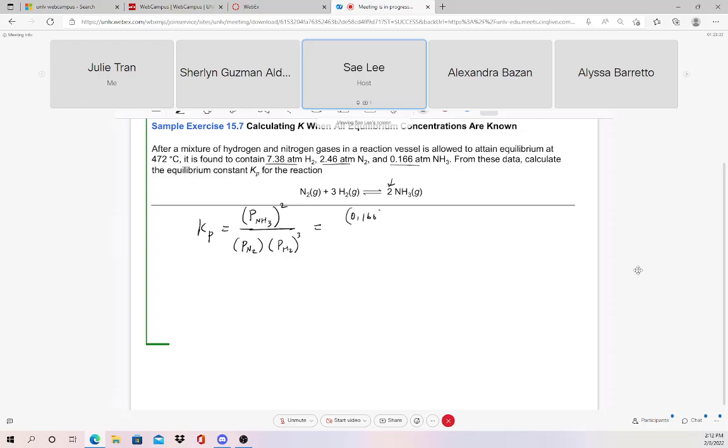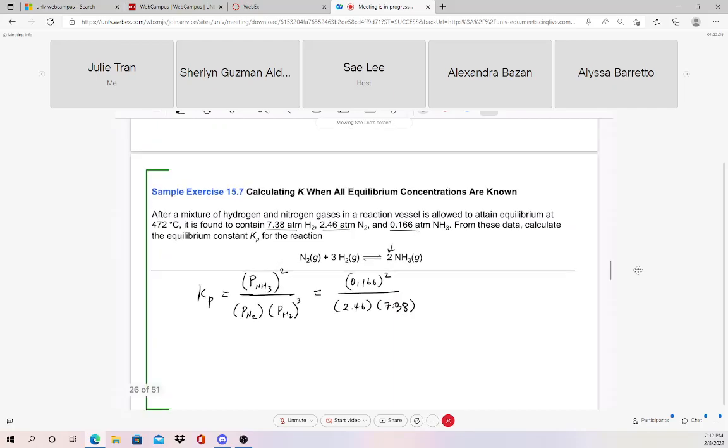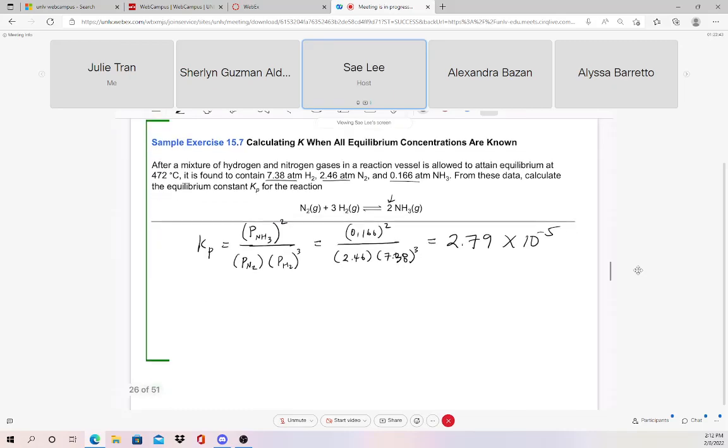0.166 squared, divided by 2.46 times 7.38 to the power of 3, equals 2.79 times 10 to the negative 5. Kp and Kc are equilibrium constants, and by definition we don't put units. They don't have units, so do not worry about units.